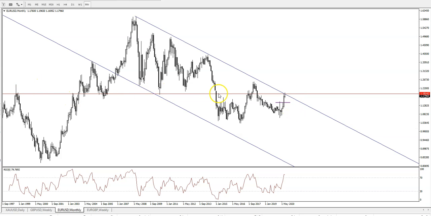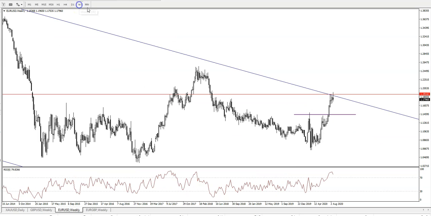I also have a horizontal level right here where I have a few touches, 1, 2, 3, nice little pin, and this coincides with this level. So I have something interesting. Moving from that, I will go down to the weekly chart.